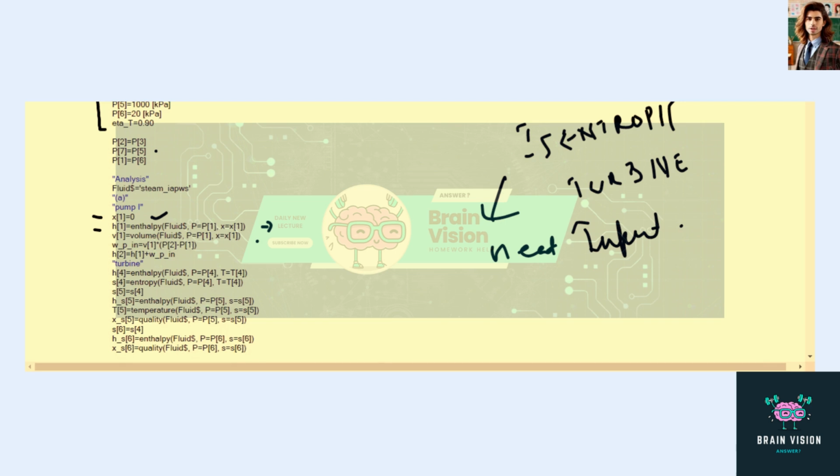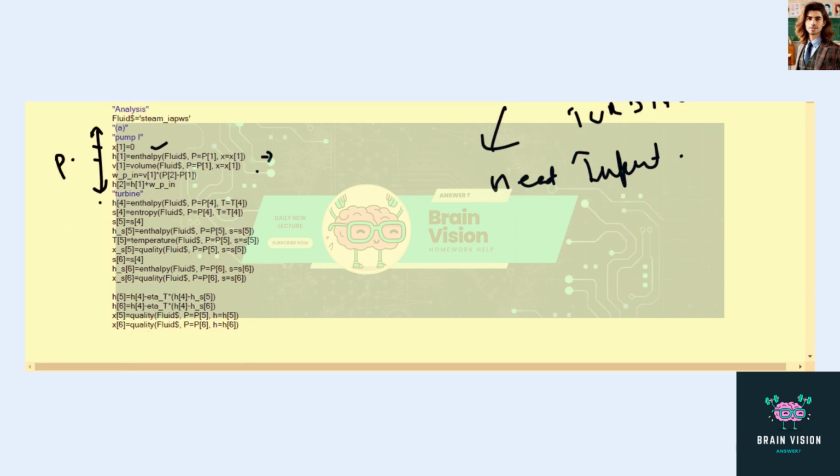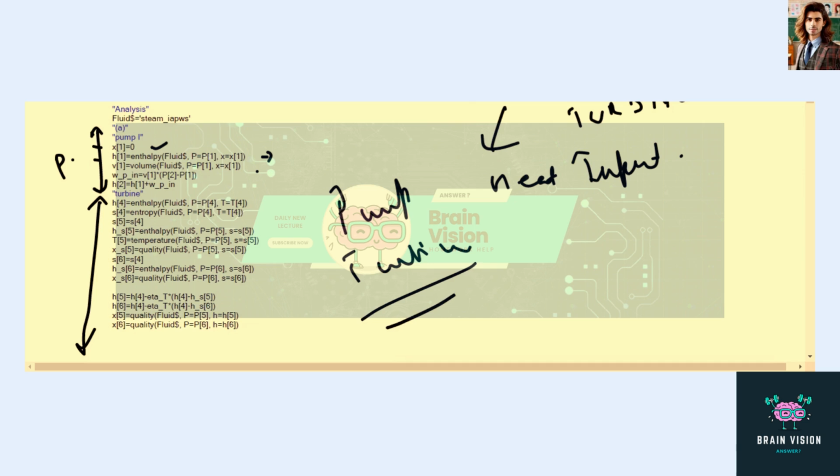Now this is for the pump. This entire thing is for the pump, and this entire thing that is there is for the turbine. So there is a turbine also. This is a power plant, right? So there will be a pump, there will be a turbine also. All the conditions are given here. So there is more to it. Let's see what it is all about.